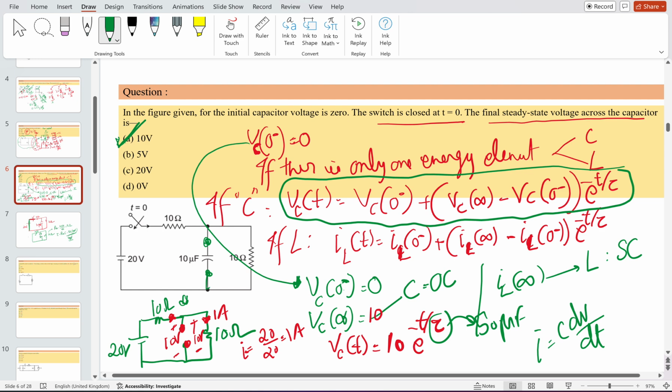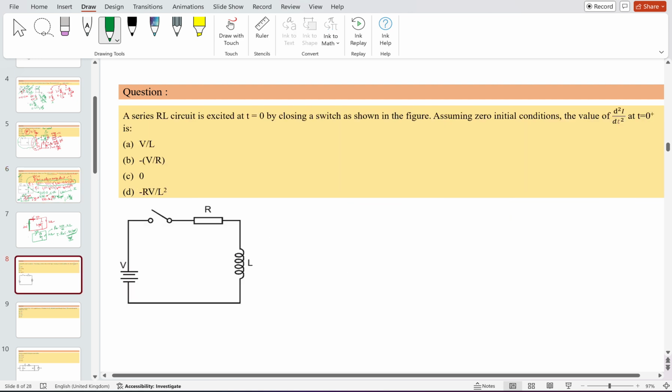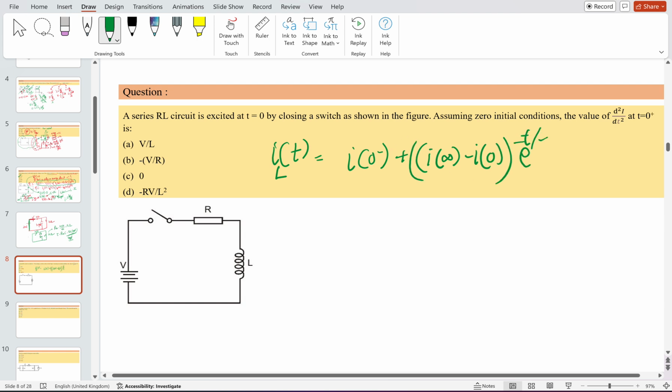If you are able to solve or understand this problem, try to solve this one in a similar way. Use the standard equation: I_L(t) is equal to I(0) plus (I(infinity) minus I(0)) e to the power minus t by tau, because there is one energy element here, either L or C. If it is an L, use this equation. Try to solve this.